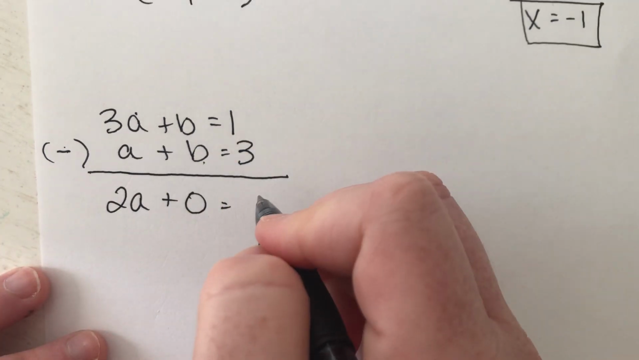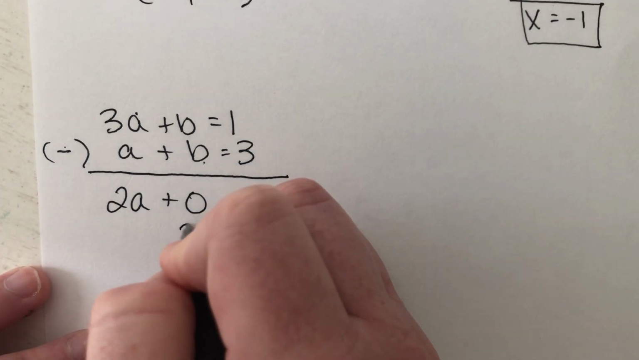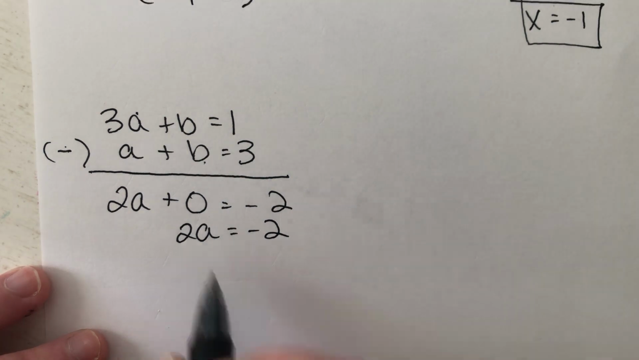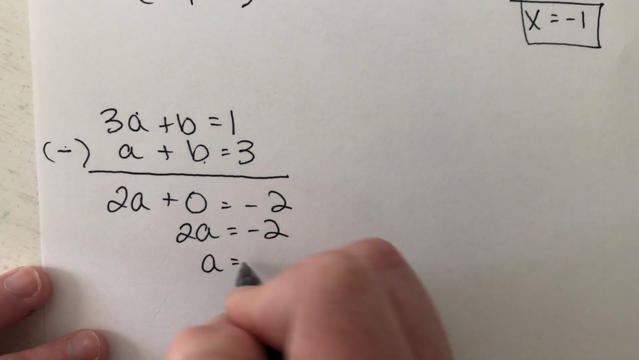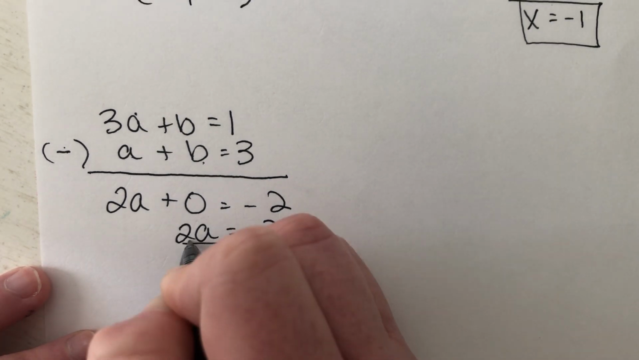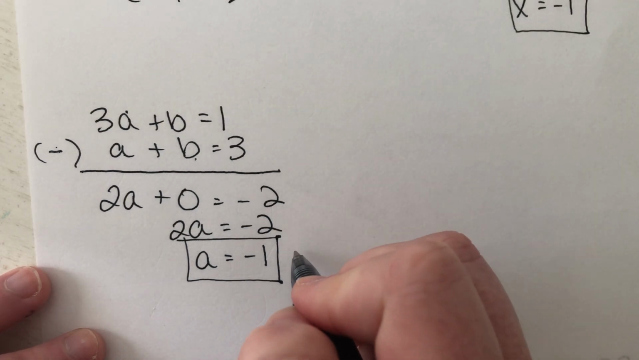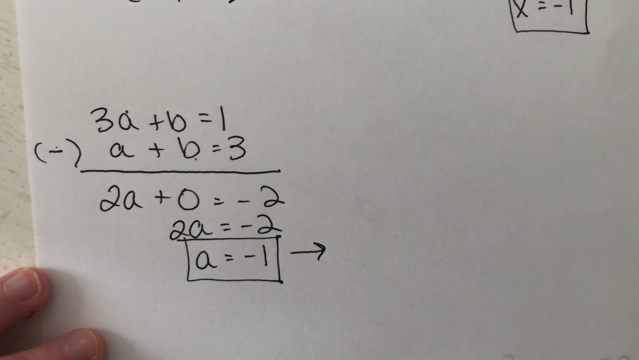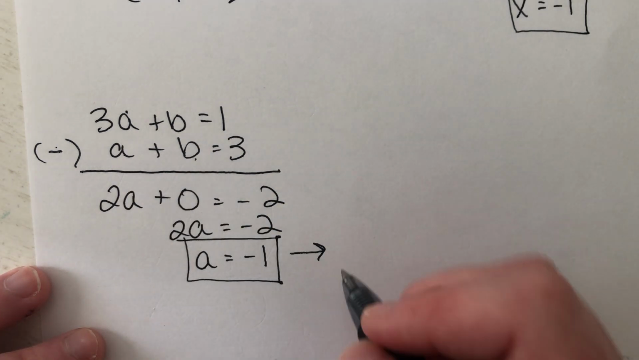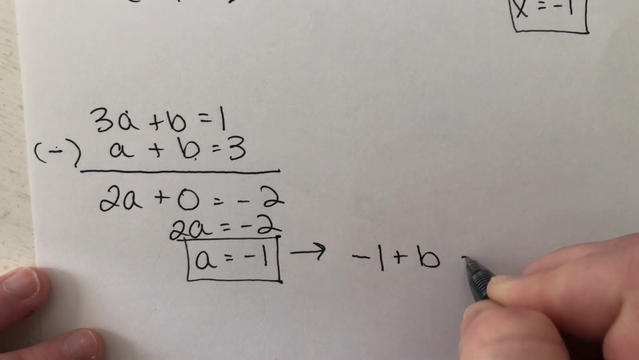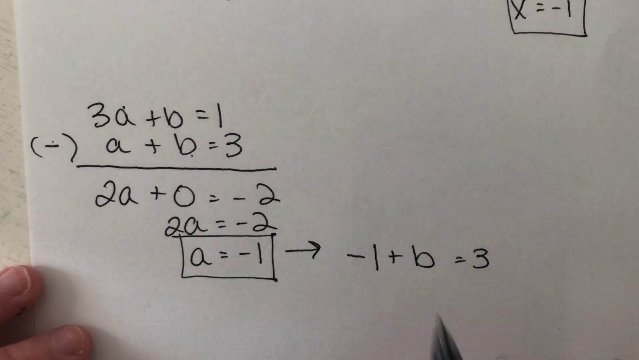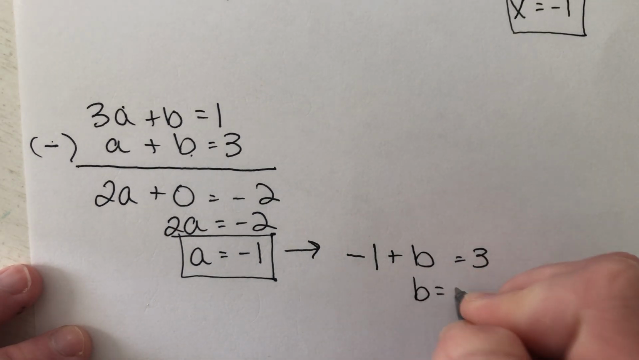1 minus 3 is negative 2. So 2a equals negative 2. Divide by 2. a equals negative 1. Okay, and then I'm going to go back and plug in to find b. I'm going to use the second equation here. So I'm going to say negative 1 plus b equals 3. Add 1 to both sides. b equals 4.